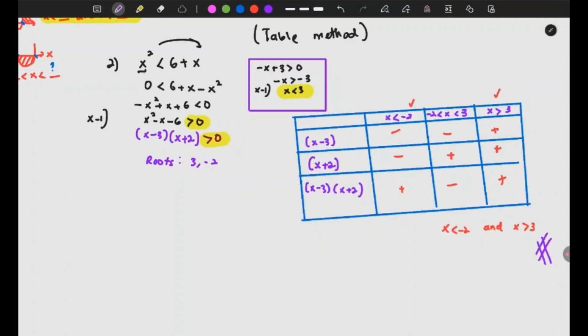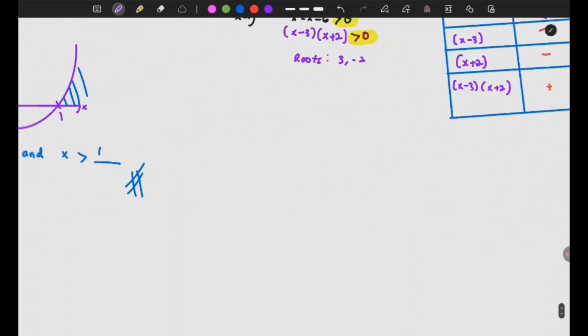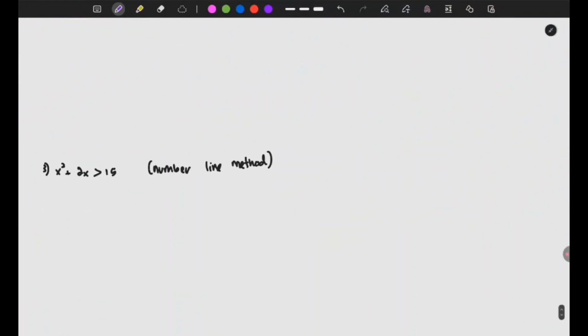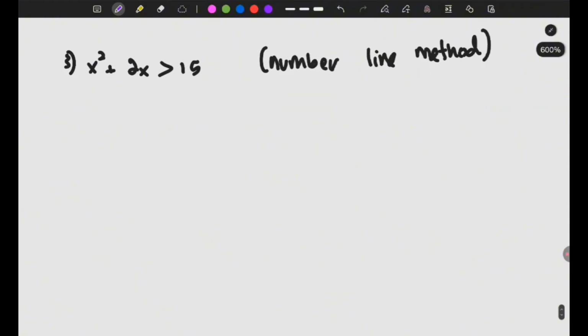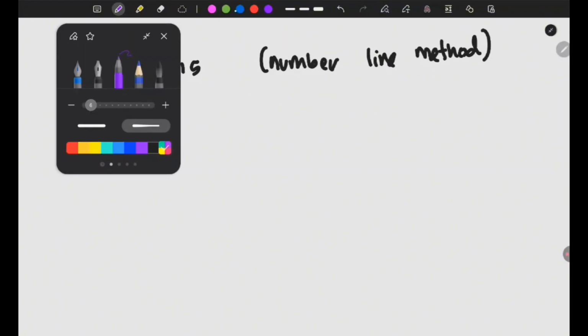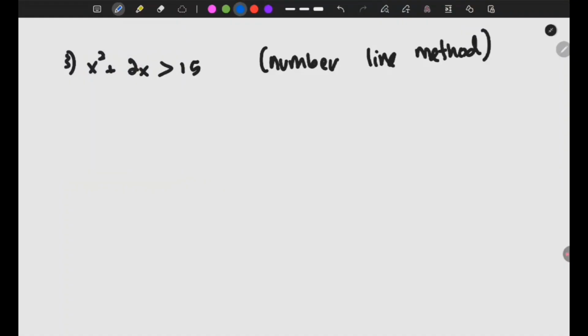First thing, bring in the number line method. That's the first thing that you have to do. Number line, quadratic: x squared plus 2x plus 15, bring it here and it becomes minus 15 more than 0. Then the negative that is shifting here doesn't matter. Only for the x. Normal numbers don't matter. And now factorize.